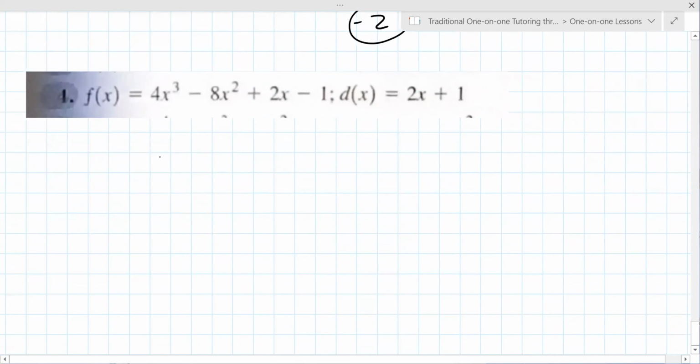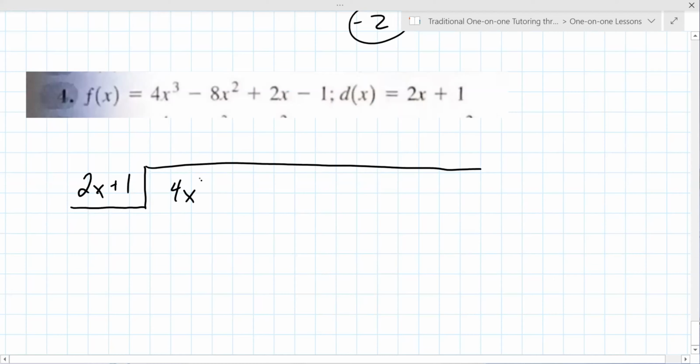All right, so the thing you're dividing by goes outside the house, and then inside the house is everything else. If it's missing an exponent, you have to include that. This one is not missing any, so you're stopping there. You don't have to make any additions here.